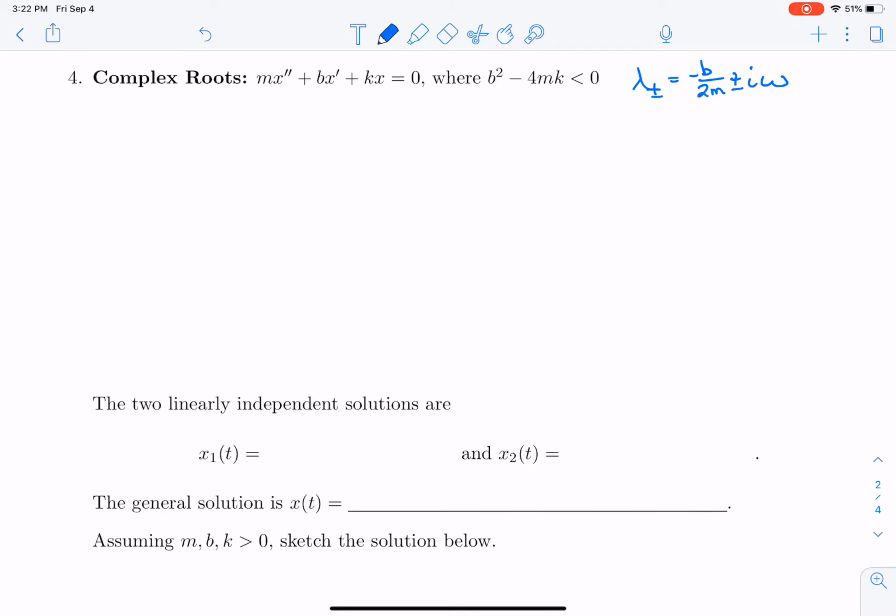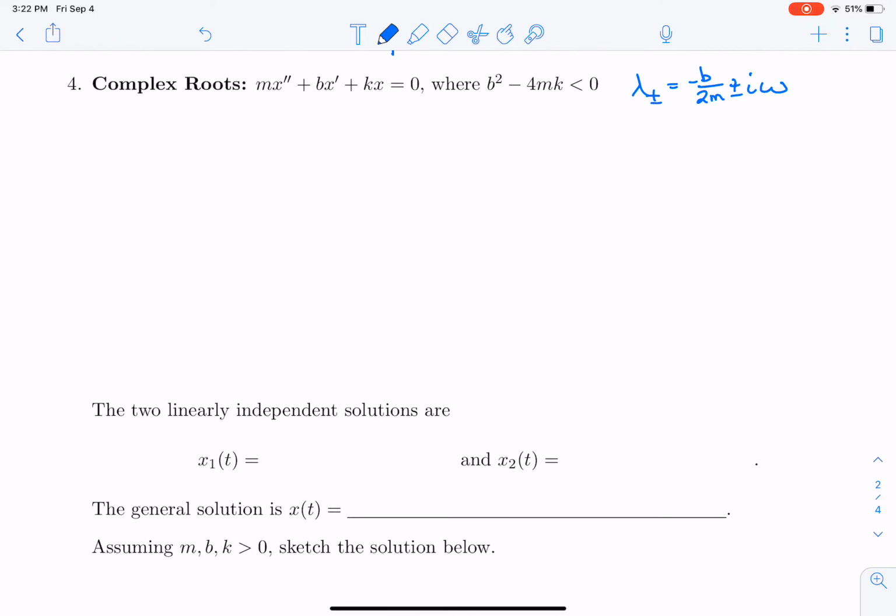Well, what happens in this case? Well, we're going to get two solutions. I'm going to call those two solutions x plus and x minus. And x plus is going to be e to the minus b over 2m plus i times omega times t.